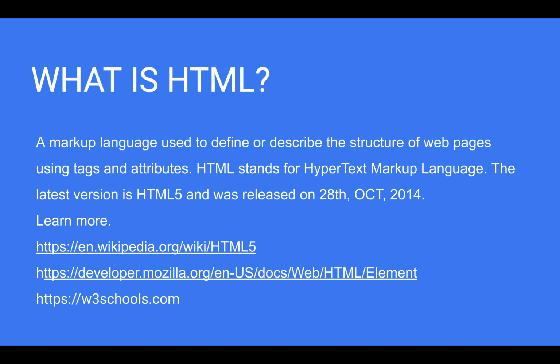And many more reasons. So what is HTML? My own definition of HTML is a markup language used to define or describe the structure of web pages using tags and attributes. HTML stands for Hypertext Markup Language. The latest version is HTML5 and was released on 28th October in 2014. I'll share links in the description of this video for you to learn more about HTML.